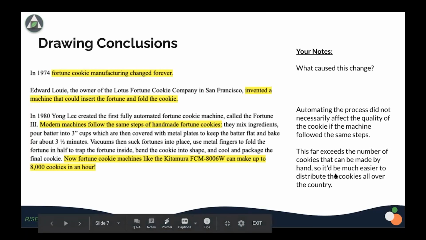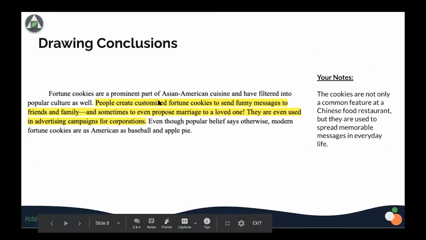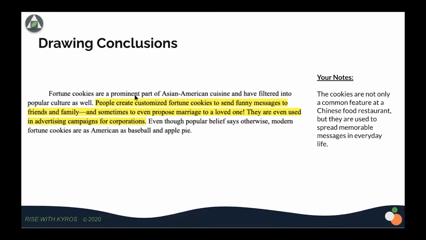And then this next paragraph talks about how fortune cookies are a prominent part of Asian American cuisine and how people can customize fortune cookies to send to loved ones. So your notes here can just be the effect of the fortune cookie machines. And here it says the cookies are not only a common feature at a Chinese food restaurant, but they are used to spread memorable messages in everyday life.